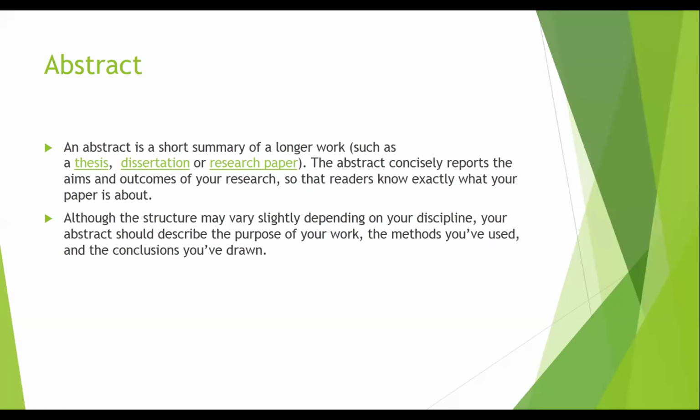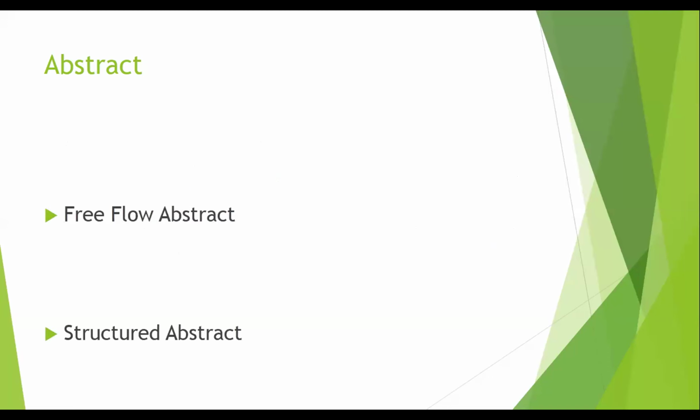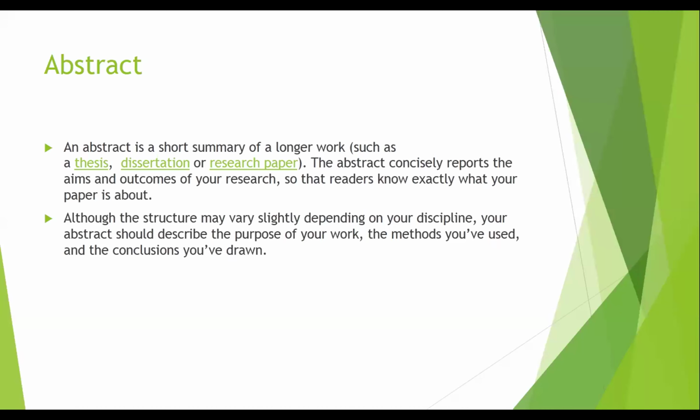Okay, so the structure of the abstract can vary. Based on the journals, abstracts can basically be divided into two types. One is a free flow abstract and the other one is a structured abstract. When you say free flow abstract, they would not have given you specific headings. They would not have asked you to write information under background, aim, objectives, method, results, discussion, etc. What you do is write the information in a free flow, but you make sure that everything is specified.